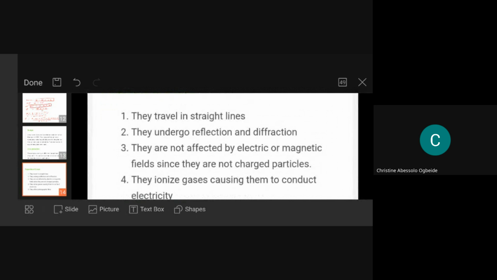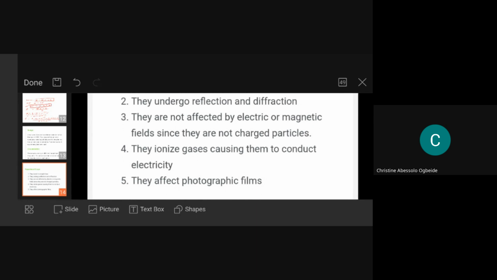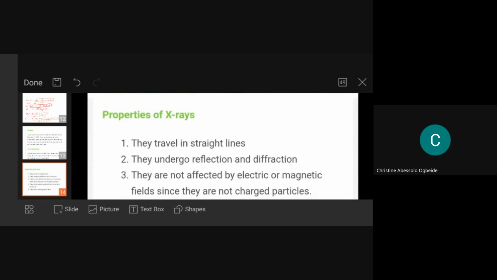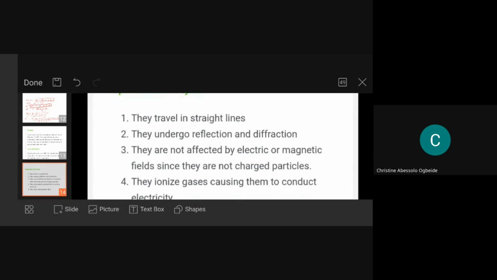Of course, you know that X-ray is an EM wave. It's an electromagnetic wave. So they travel in straight lines. They undergo reflection and diffraction. They are not affected by electric and magnetic fields since they are not charged particles. They ionize gases, causing them to conduct electricity, and they affect photographic films. So I put down 5 properties of X-ray, and I want us to take note of those 5 properties even as we proceed with our preparation for the exams.